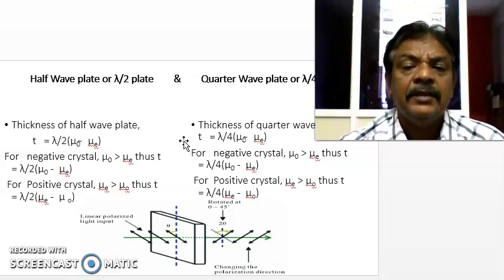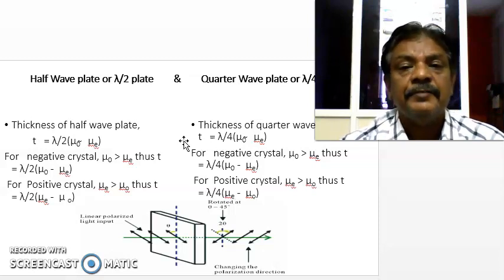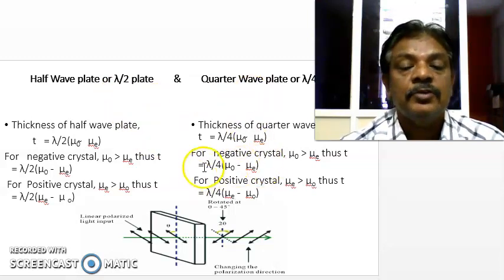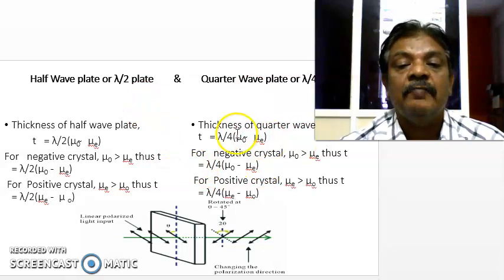And there is an extension of the wave plate. For whatever path difference you want, that can be produced by designing a Babinet compensator, which is not included in our syllabus. So we learn only the half wave plate and quarter wave plate. You can just go through the material, where we have a detailed explanation and everything.